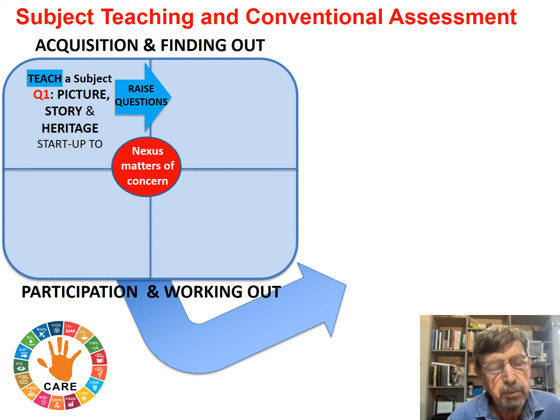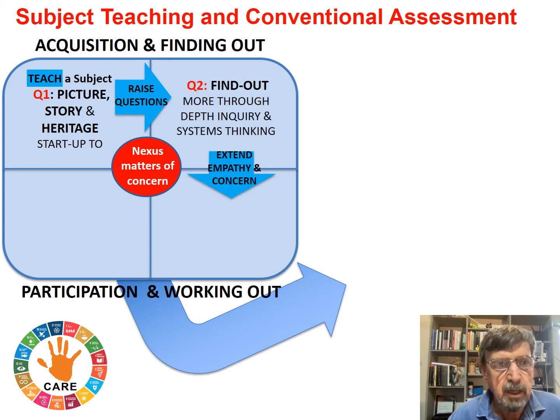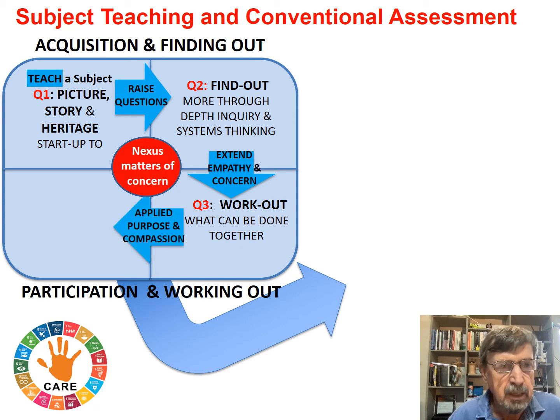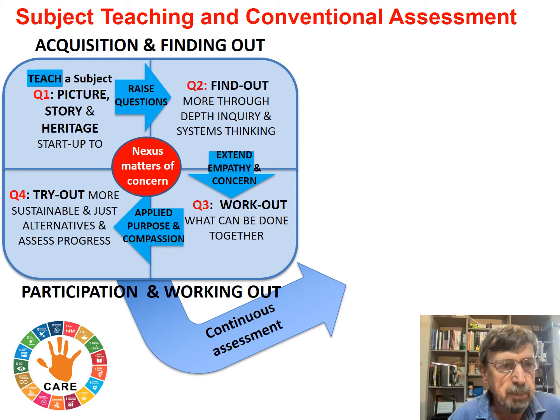And the questions that we raise are often because the assessment is going to be a questioning process that develops around what have the students managed to find out through their inquiry. How have they managed to extend their empathy and concerns to working out things together, and how is this applied in the compassion that develops around trying out more sustainable, just alternatives. So this requires a process of continuous assessment around the nexus matters of concern.